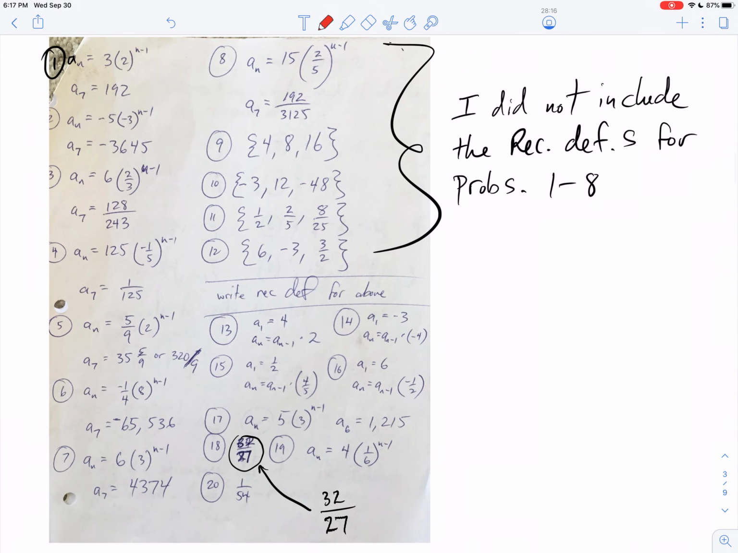And like I said, I did not include the recursive definitions for 1 through 8 because I didn't want to. I have that right sometimes. I embrace my right to be lazy at least once in a while. And then this one, number 18, it's kind of hard to read, so it's 32/27.